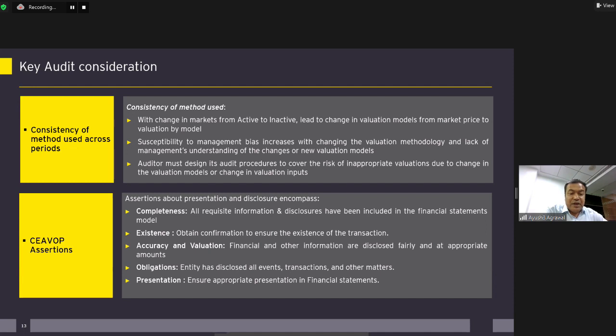The obligation means the auditor taking the comfort that entity has disclosed all the event transactions and all the matters surrounding the financial instrument. And lastly, assertion is the presentation, which means that the entity has made all the disclosures related to financial instrument. So the auditor will be guided by the CBOP assertions while doing and while completing the audit of financial instruments.